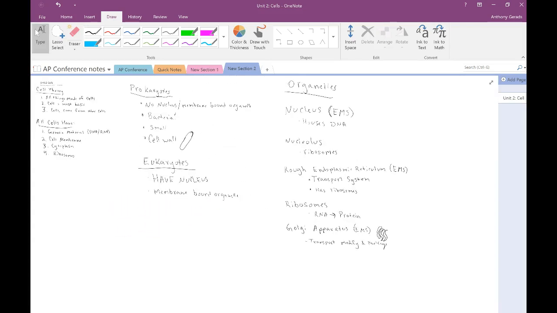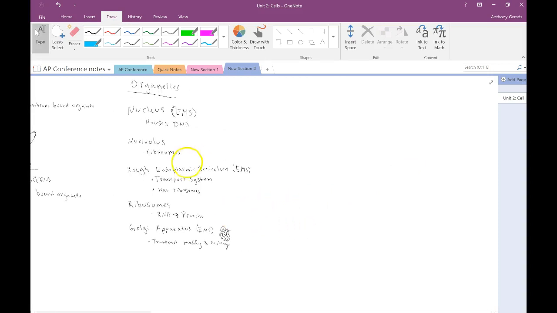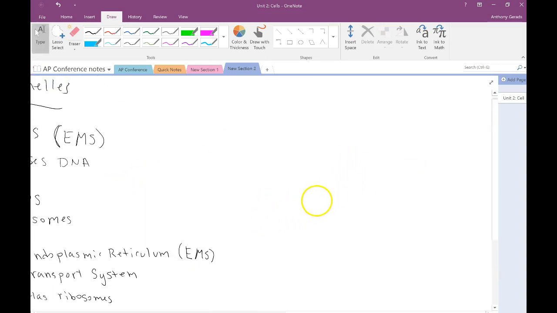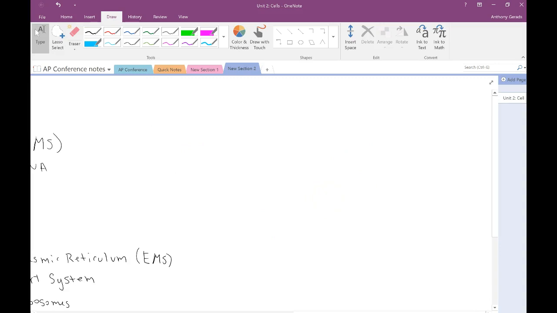Okay, so we talked about the nucleus, nucleolus, rough ER, ribosomes, Golgi apparatus. Our next one is, I've packaged it up, so now the Golgi puts it into a specific package. You know what that package is called? A vesicle. It's a membrane-bound package for transport.